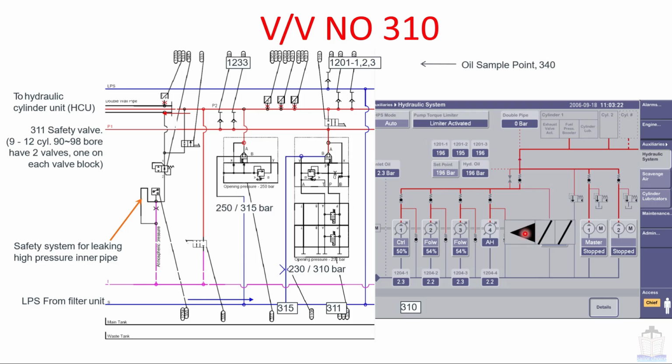This black triangle represents the hydraulic pressure of 315 bar. This tilted line shows this solenoid valve and this tilted line shows this solenoid valve.